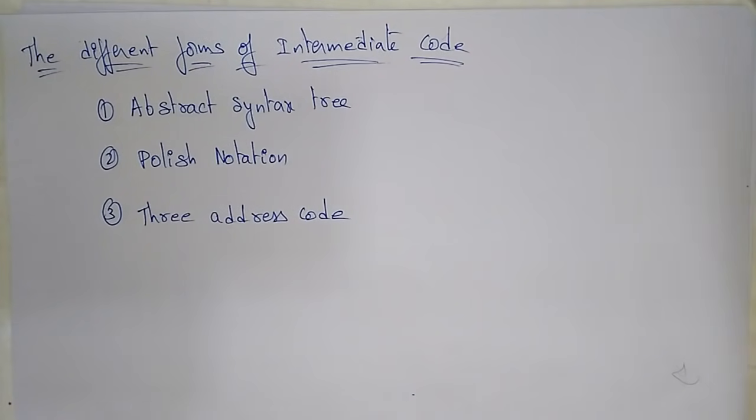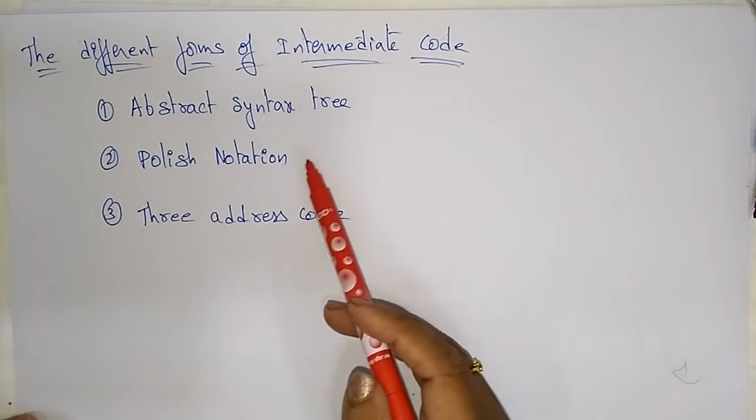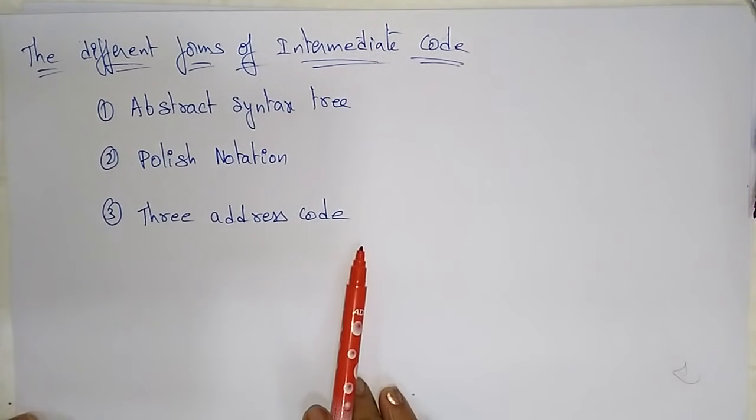Hi friends, welcome back. Let's continue with the intermediate code in compiler design. In the previous video, I explained what exactly the intermediate code was. Now let's see the different forms of intermediate code. The intermediate code can be represented in three forms: the abstract syntax tree, polish notation, and three address code.